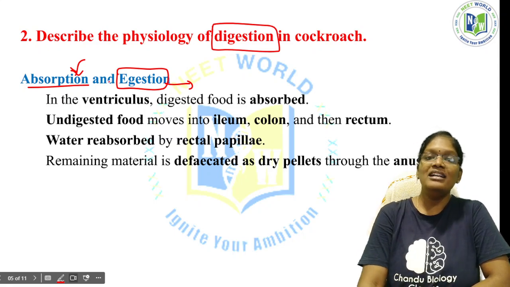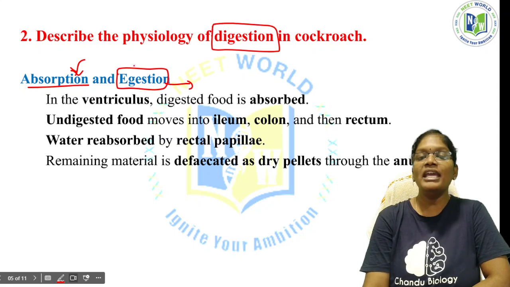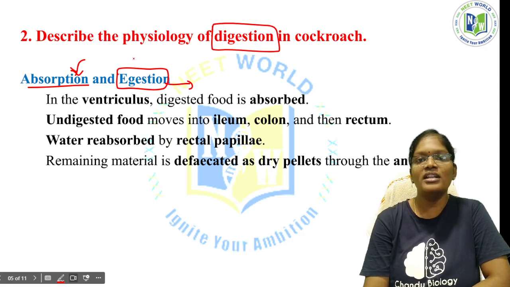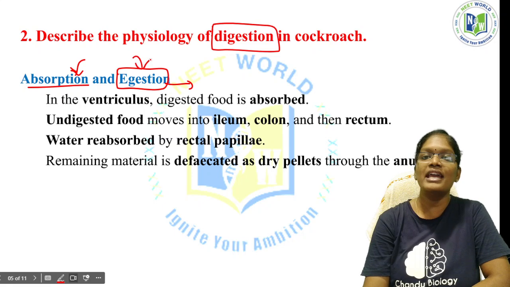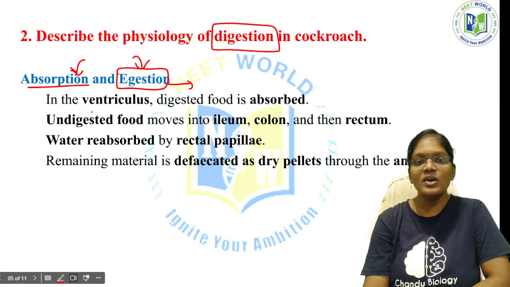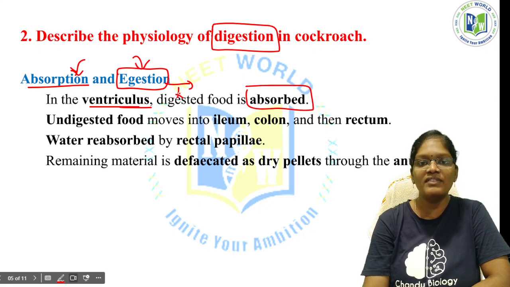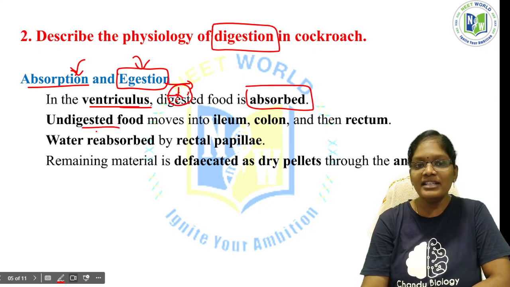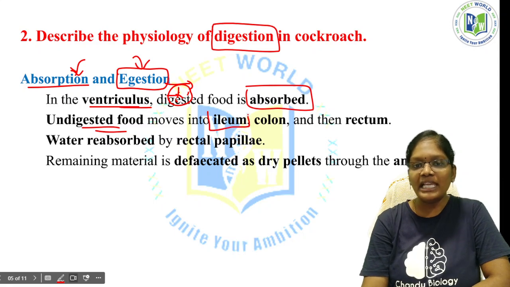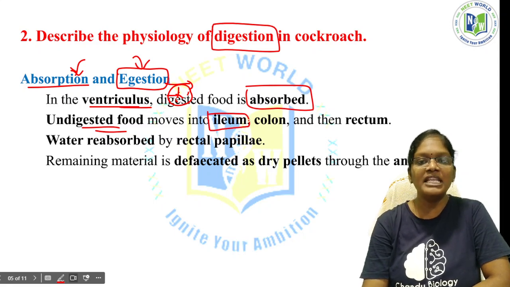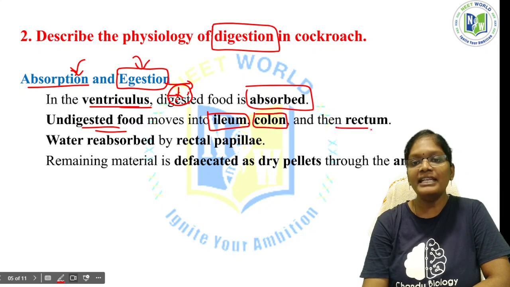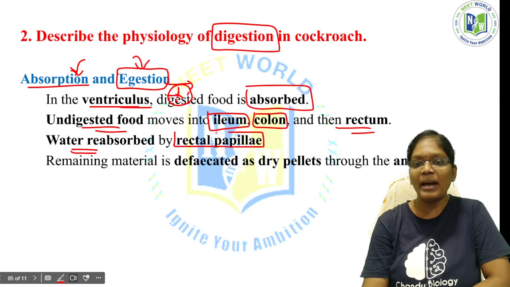Now all the undigested food has to be eliminated from the physiological systems, and that process is called egestion. In the ventriculus, the digested food is absorbed. So this structure is very important with respect to absorption in the cockroach. The undigested food moves into the ileum, which is part of the intestine, then the colon, and then the rectum. These are all parts of the intestine. Now water has to be reabsorbed by the rectal papillae.